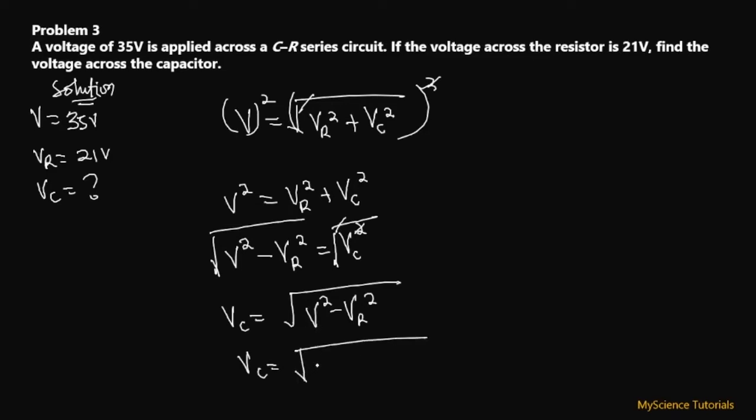We can go ahead and do the substitution. Our voltage is 35 squared minus our VR, which is 21 squared. So our VC, the voltage across the capacitor, is equal to the root of 35 squared minus 21 squared, and that will give us 28 volts as the voltage across our capacitor.